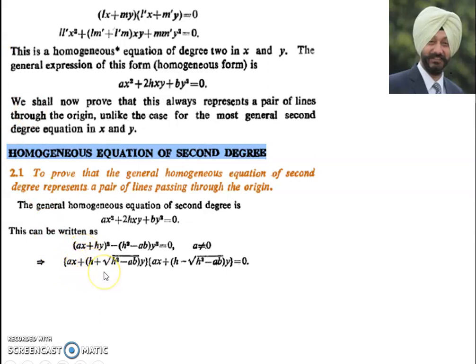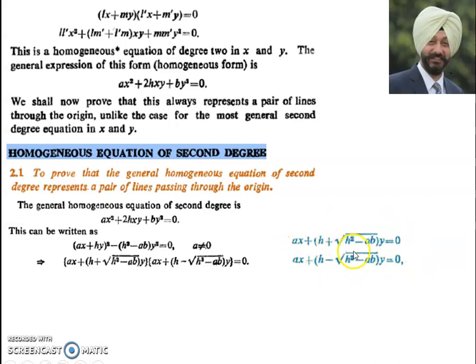This is (ax + (h + √(h² − ab))y)(ax + (h − √(h² − ab))y) = 0. This is a very simple thing which we deal with in plus 2 level also, in 10th level also. So what we got? We got two linear factors, that is ax + (h + √(h² − ab))y = 0 and ax + (h − √(h² − ab))y = 0. So this represents a pair of straight lines which pass through the origin.